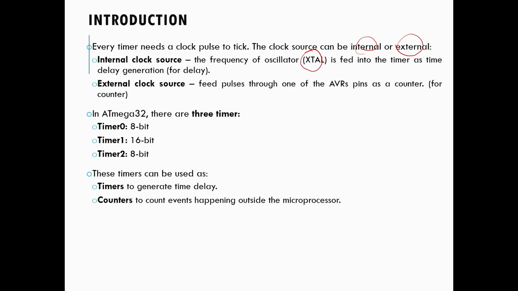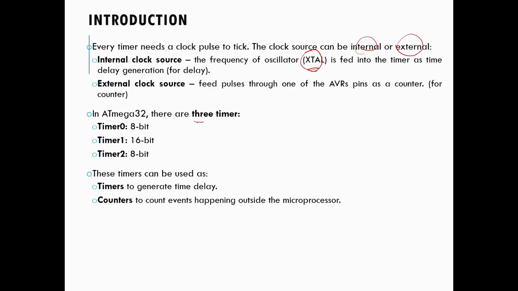Okay, so when you use the ATMega32 microcontroller, you can see there is the XTAL pin. This pin name refers to the oscillator. And next we have the external clock source. Here we feed pulses through one of the AVR pins as a counter. So if we are using an external clock source, it means that you want to do the counter. For example, you use a switch, so once you press the switch one time, your counter counts 1, something like that.